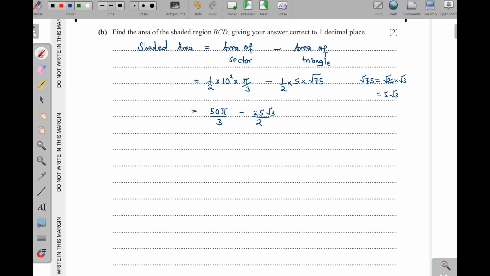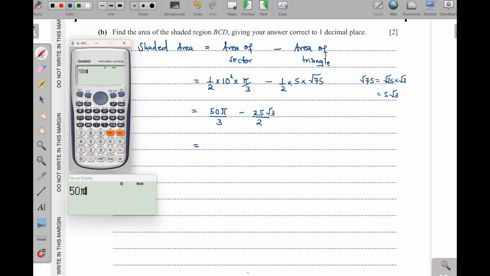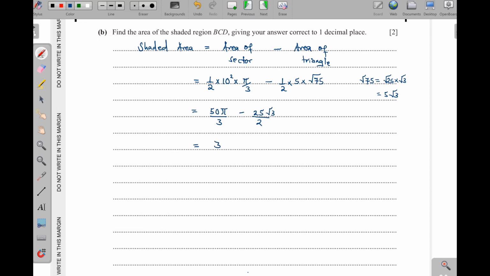If they wanted exact, this would be the one. But now to one decimal place, what is it going to be? 50 pi out of 3, then minus 25 root of 3, and then we divide that by 2. So that is 30.7 centimeters squared. And this is to one decimal place. As simple as that.